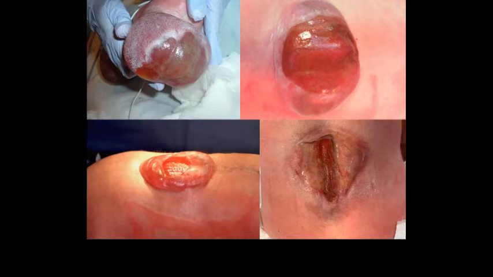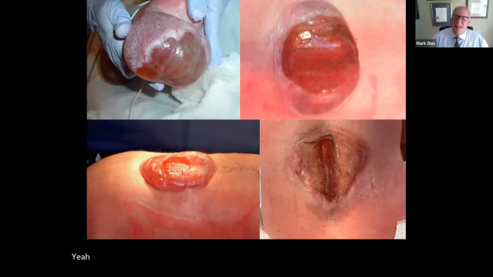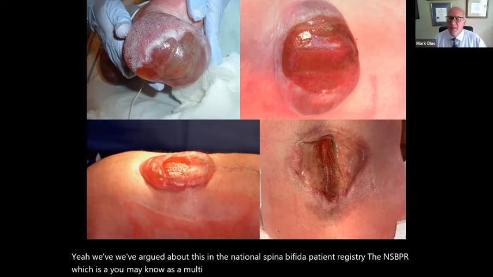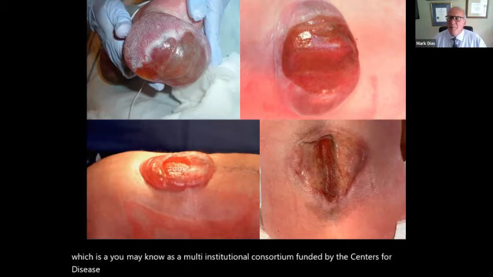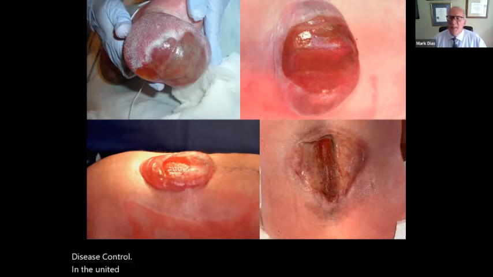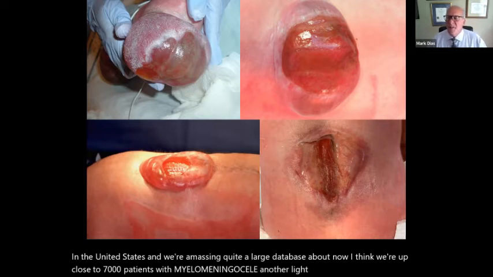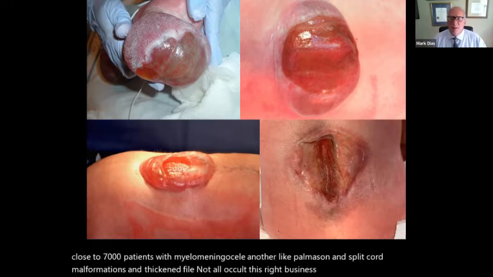We've argued about this in the National Spina Bifida Patient Registry, the NSBPR, which, as you may know, is a multi-institutional consortium funded by the Centers for Disease Control in the United States. We're amassing quite a large database of now, I think, close to 7,000 patients with myelomeningocele and other lipomas and split cord malformations and thickened filum. Not all occult dysraphisms, but different parts.